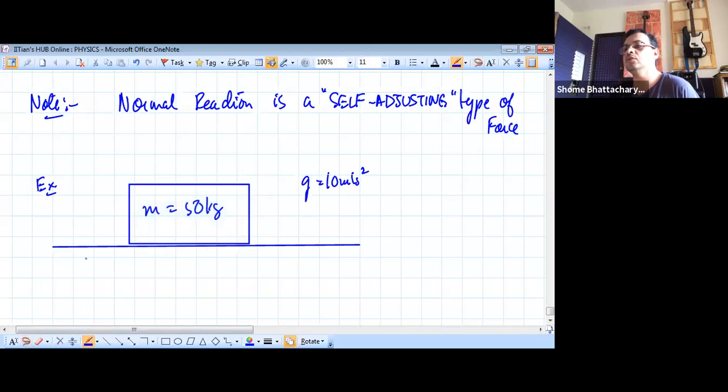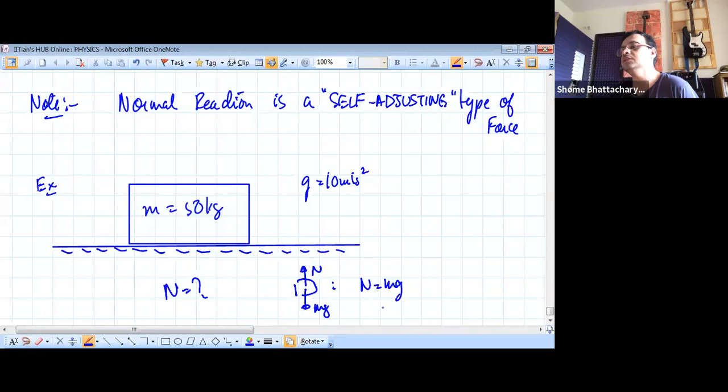So here on the block, what is the normal reaction going to be? We know that on the block, the weight is going to be balanced by the normal reaction. So the normal reaction is going to be mg, equal to 500 newtons in magnitude. Okay, this is a very simple thing. We just saw this above.